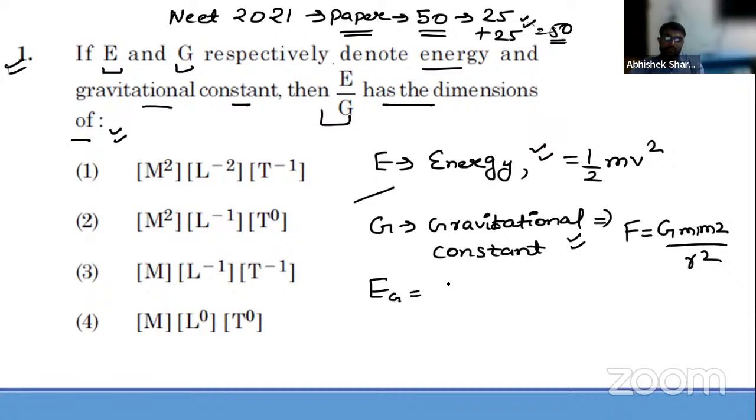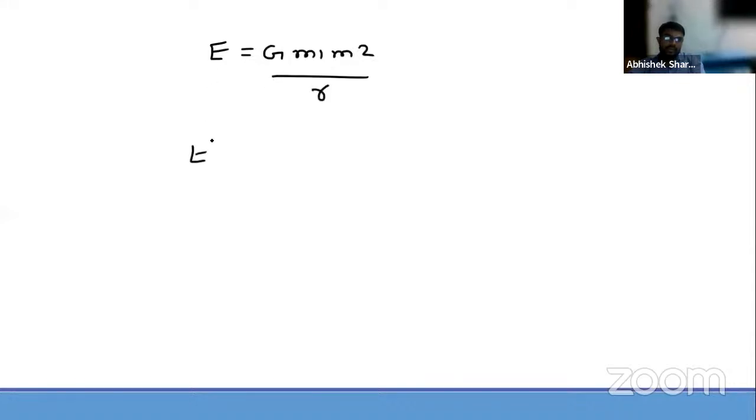So we know one more thing, the gravitational potential energy. Gravitational potential energy is given by G m1 m2 upon r. So energy, which is gravitational potential energy, is G m1 m2 upon r. Now let us divide E by this G. This is a shortcut method, one of the shortcut formulas for this. So we divide E by G, and this will be equal to m1 m2 upon r.